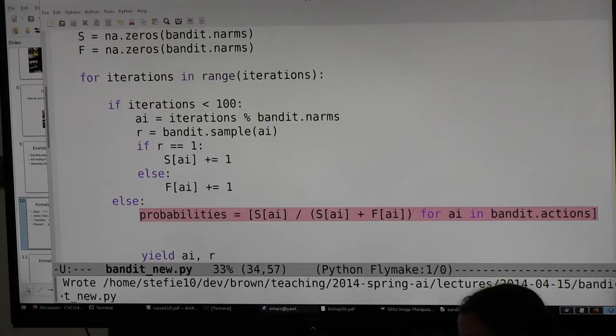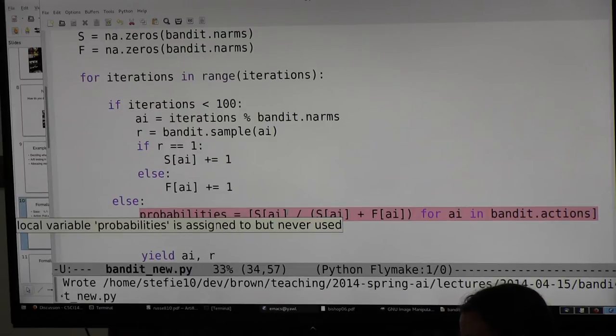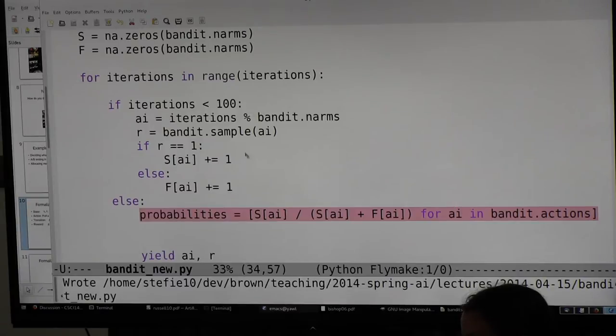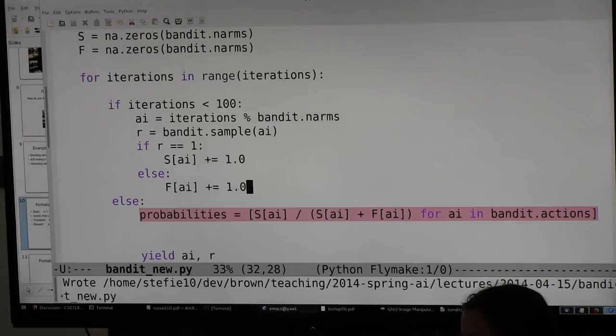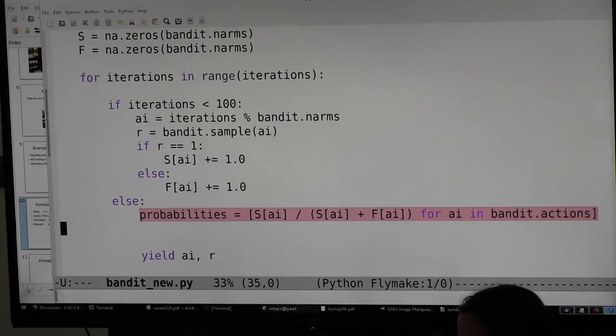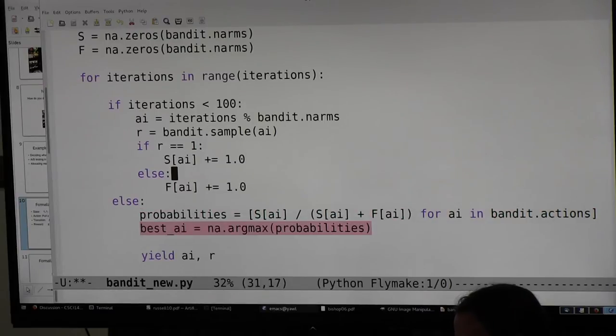What's that? I don't think I do. Maybe Numpy will do the right thing, but okay. All right, so now I've got my probabilities. So what should I do after that? Find the max, yeah. So np.argmax probabilities, best AI equals that, and then I'm going to sample that.